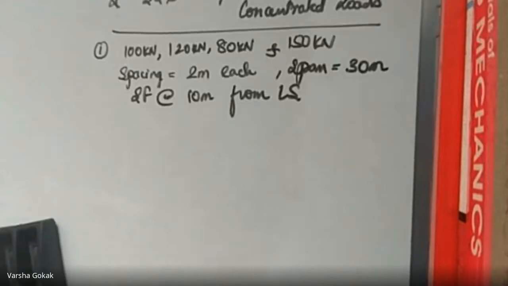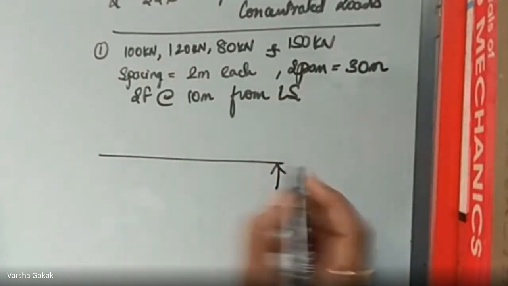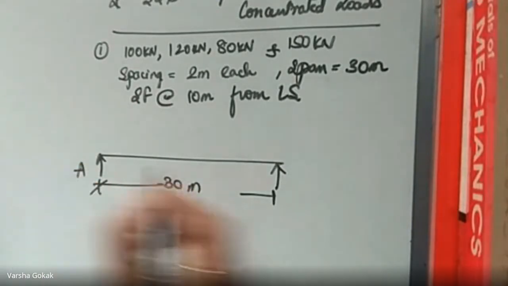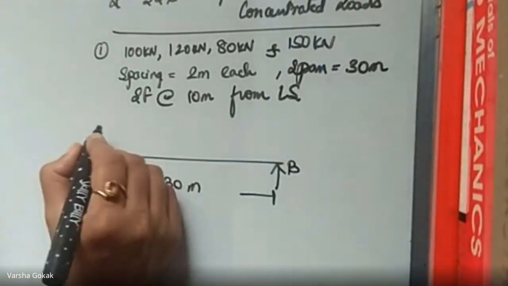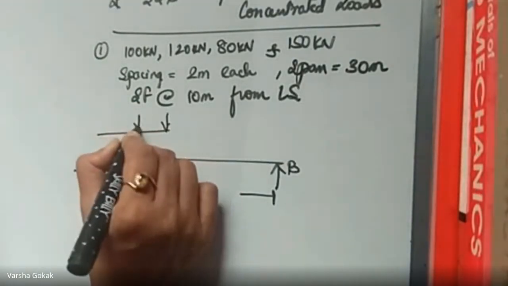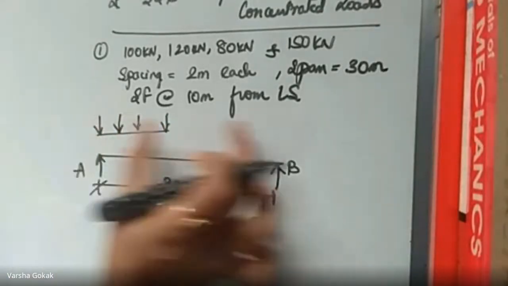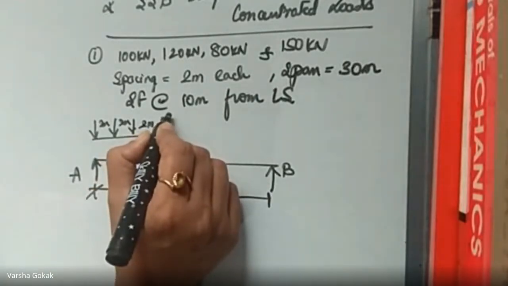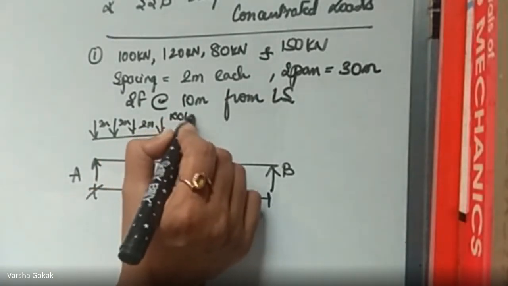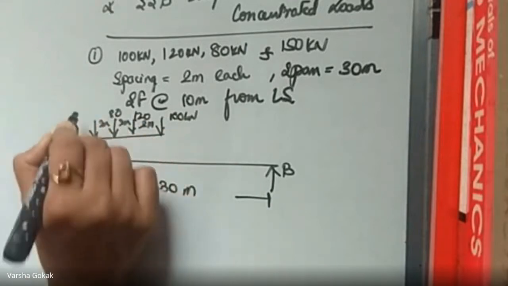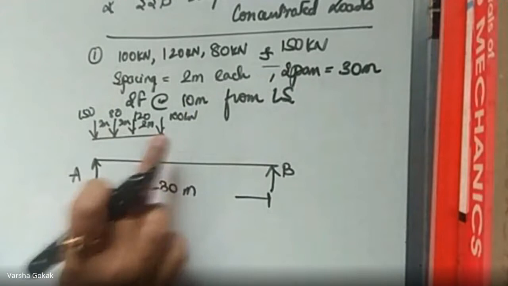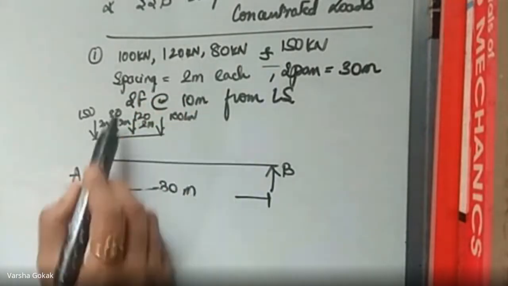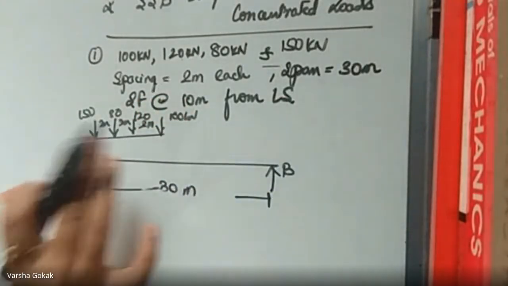So this is the question. I'll put up the diagram first. This is your simply supported beam whose span is 30 meters. I'll call this A and this B. Then there are these four loads, 1, 2, 3, 4, which are going to move together. The spacing is 2 meters each, and the first load being 100 kilonewtons, then 120, 80, and 150. They have told us 100 is the leading load. So 100 kilonewtons, 120, 80, and 150 is at the last. This is given in the question.